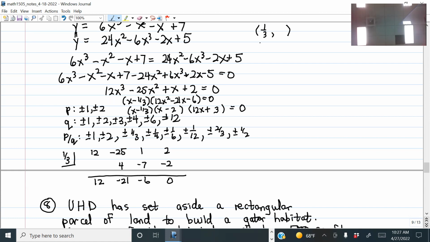One other solution is 2. And then the other solution is just set 12x plus 3 to 0 and solve, and you get what, minus 1/4? Yeah.